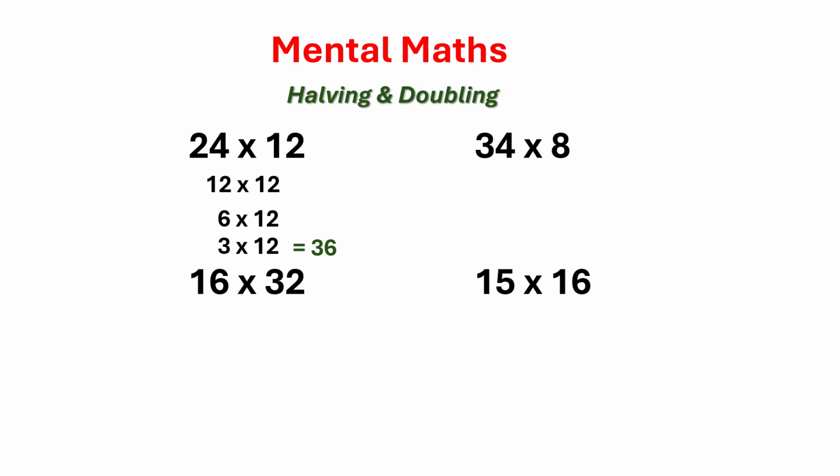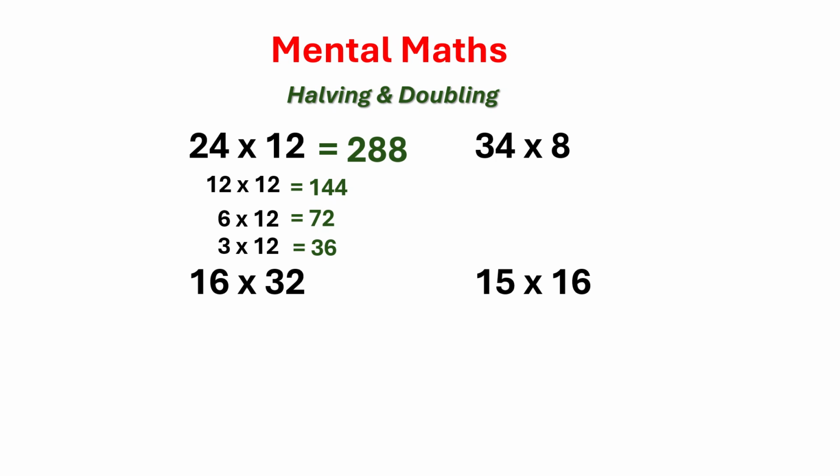So it's 36 plus 36. 30 plus 30 is 60. 6 plus 6 is 12. 60 plus 12 is 72. Now, to do 12 times 12, we just double the 72. 72 plus 72 is 144. And finally, to do 24 times 12 is just double of 12 times 12. So it's 144 plus 144. It's 288. And that's how we do it mentally.